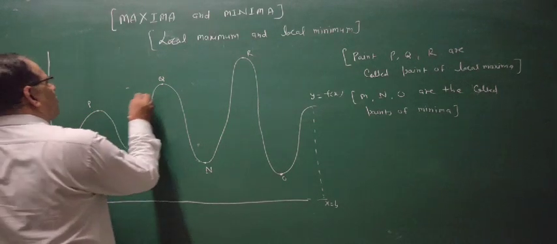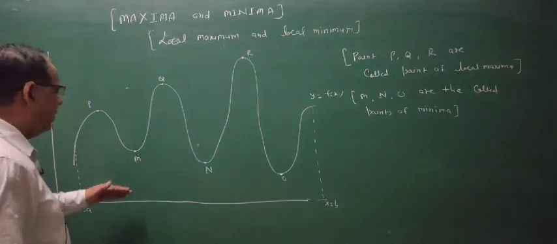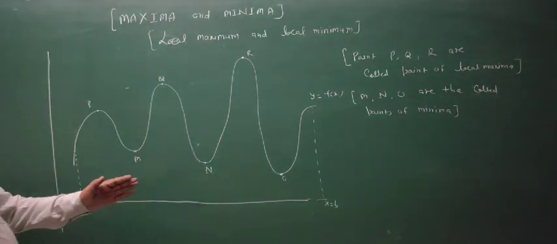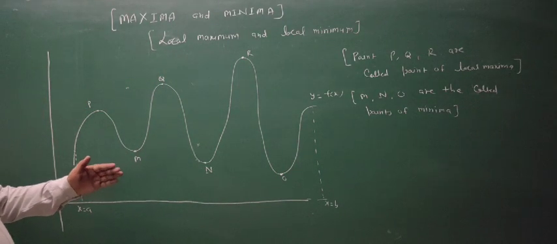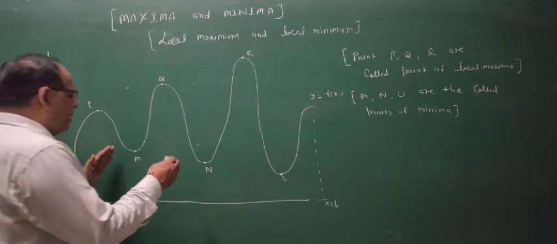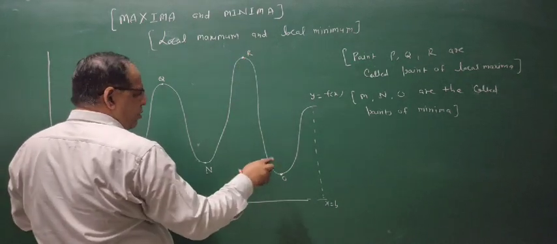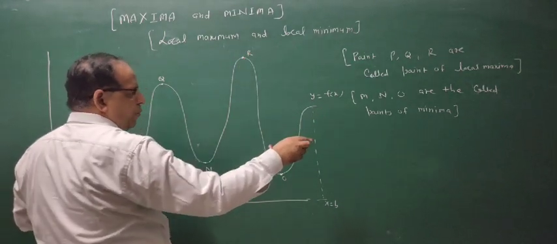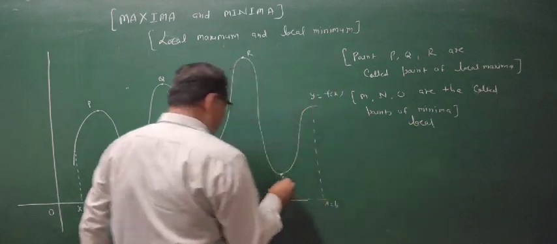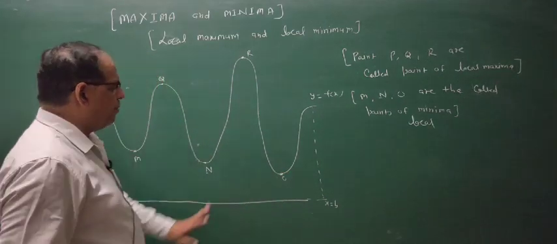The highest height point is called the point of maximum, and the highest depth is called the minimum. So P, Q, R are called points of local maxima, and R is called the point of maximum. Similarly, M and O are called points of local minima, and O has the maximum depth, so O is called the point of minima.